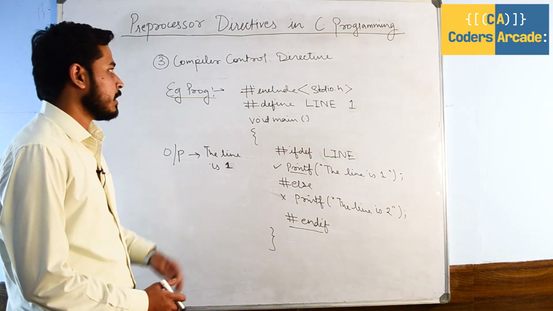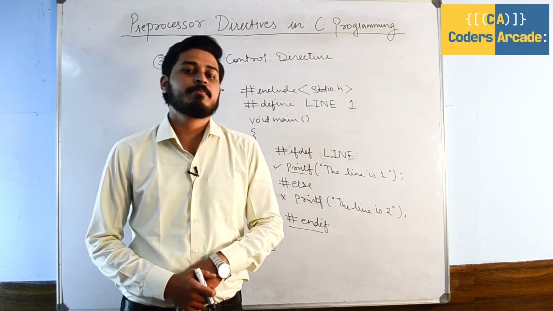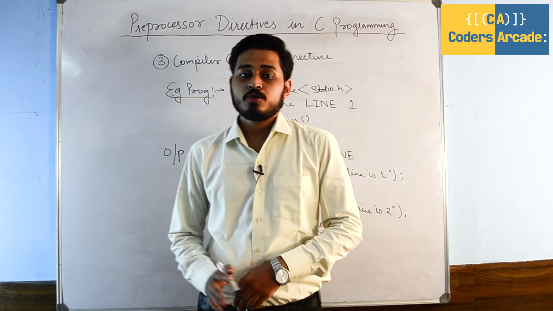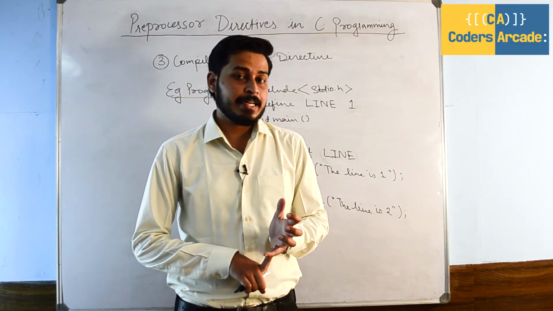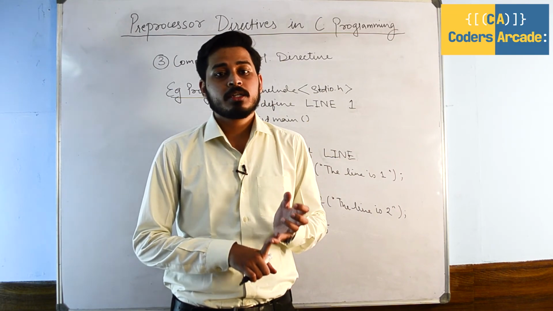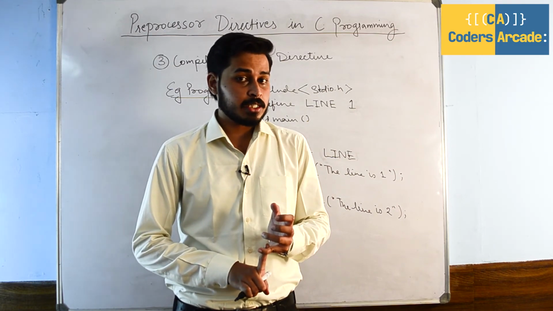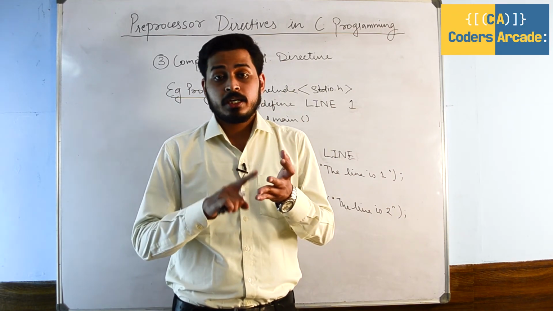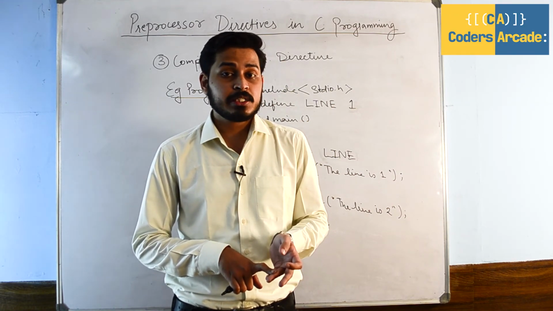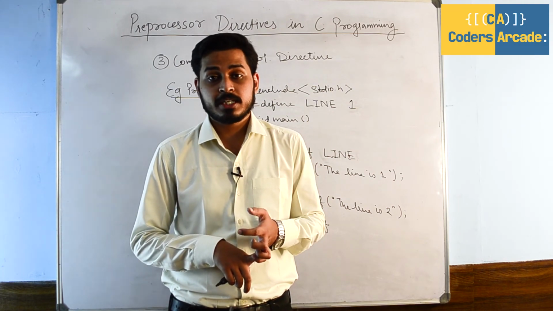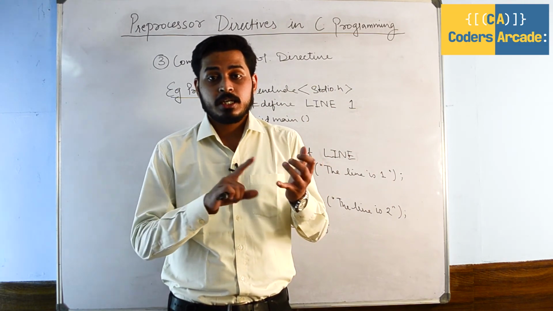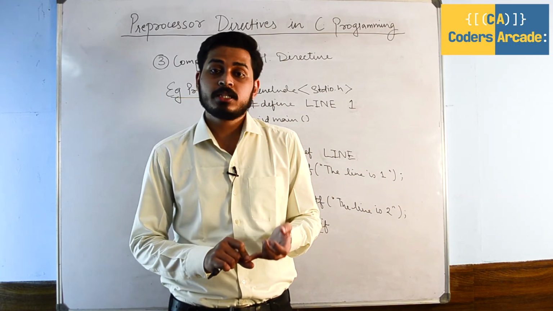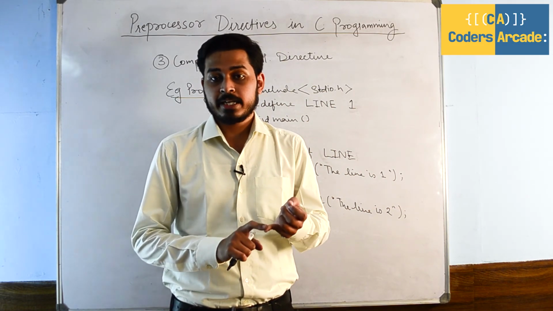So with this, we have come to an end with our topic preprocessor directives in C programming. We discussed what preprocessor directives are, how they work, and what the types of preprocessor directives are. There are 3 types: the first one is macro substitution, the second one is file inclusion, and the third one is the compiler control directive.